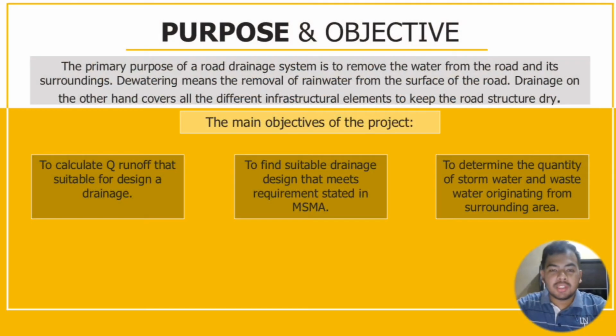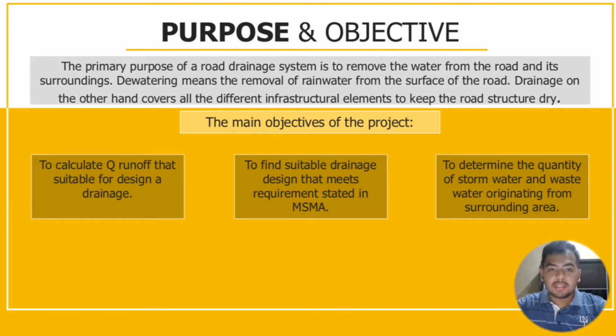Today I will present about purpose and objective for this project. Okay, the primary purpose of a road drainage system is to remove the water from the road and its surroundings. Dewatering means the removal of rainwater from the surface of the road. Drainage, on the other hand, covers all the different infrastructural elements to keep the road structure dry. Each group has to design and build a drainage system based on the floor plan that has been provided.